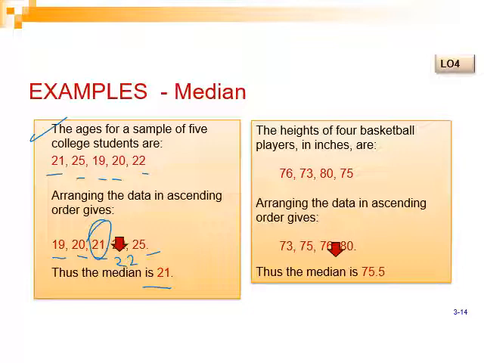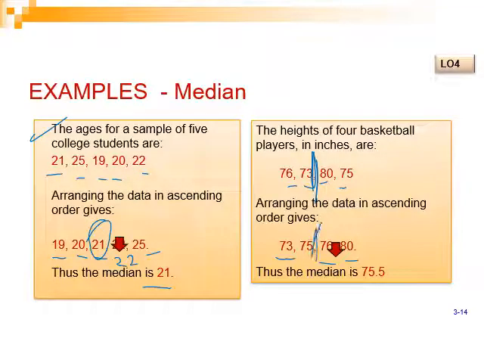But if we have an even number of values, not an odd number, like this: the heights of 4 basketball players in inches are 76, 73, 80, and 75. What is the median in this case? Now we don't have a single midpoint here. First of all, we arrange the values. After arranging them in ascending order, they are 73, 75, 76, and 80.